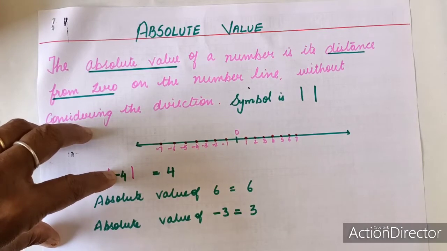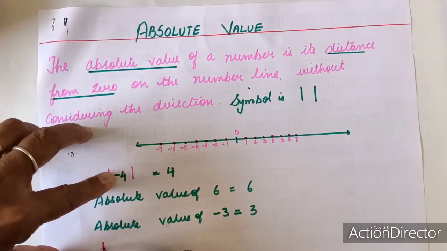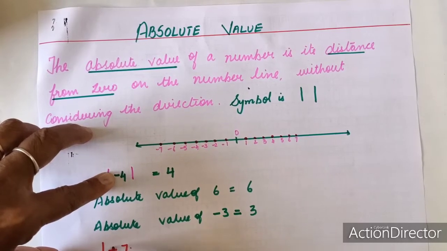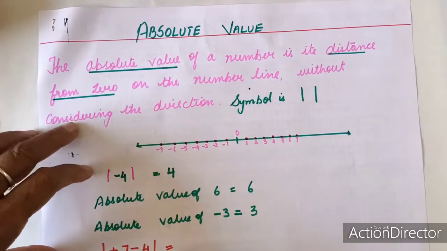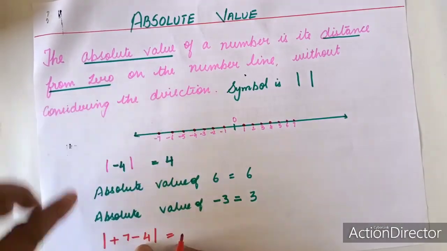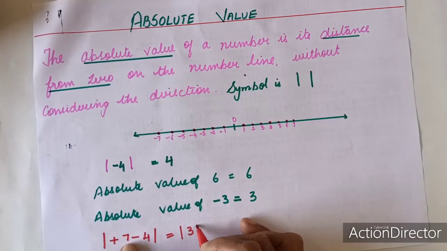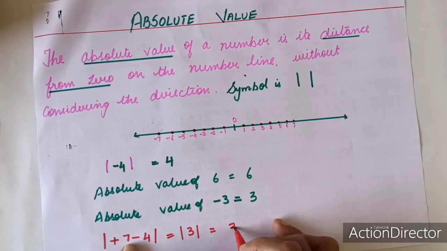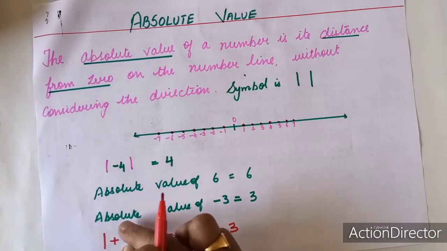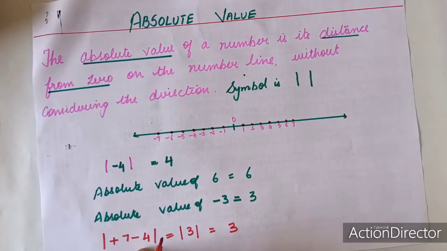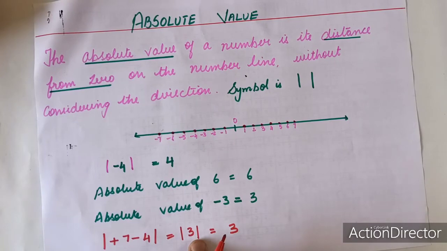So you may also be given like this: absolute value of minus 7 plus 7 minus 4. In this case, first you have to calculate what is 7 minus 4. So 7 minus 4 is 3. So I can write absolute value of 3 is equal to 3 units. So whatever is given in these two parallel lines, first you have to simplify this and then find out its absolute value.